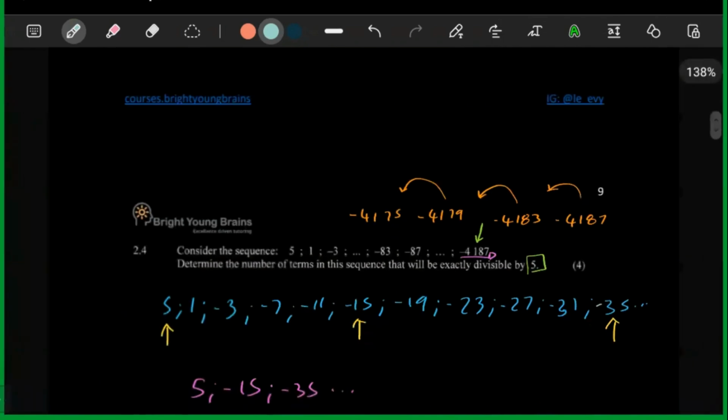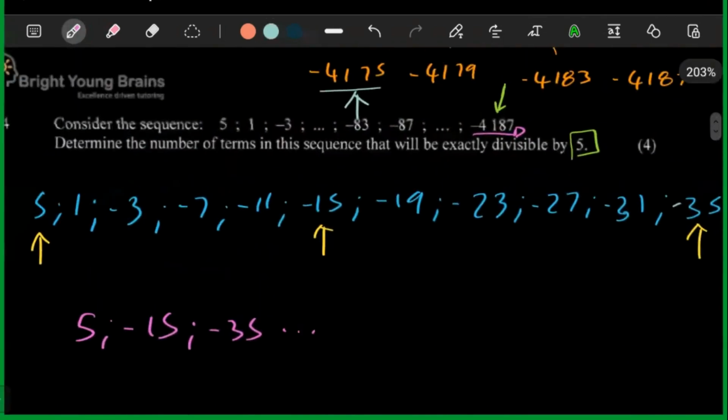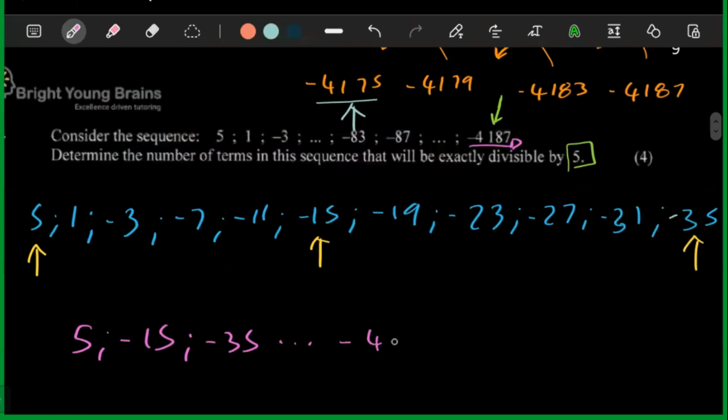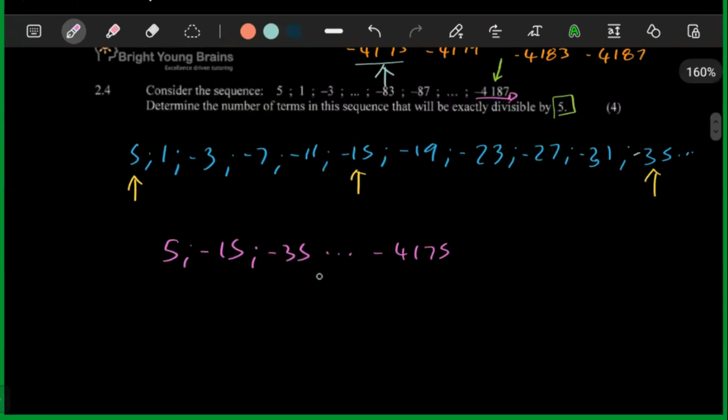for us to find, we have to know that whatever happens, this is going to be the last number divisible by 5 in this sequence that we're imagining. So it's going to go up to negative 4,175. So what you do is you want to now consider this as a new sequence, where in this new sequence, this is your first term, this is your last term, right?